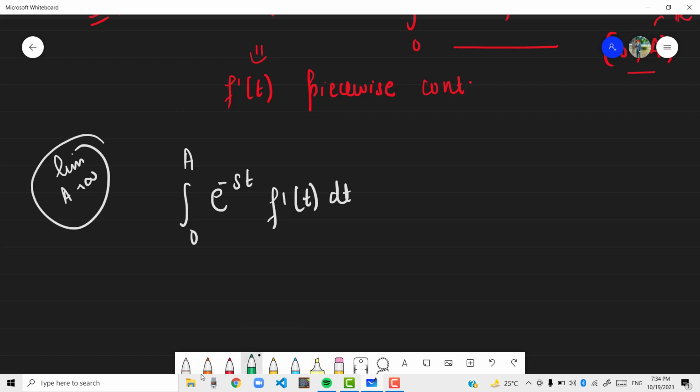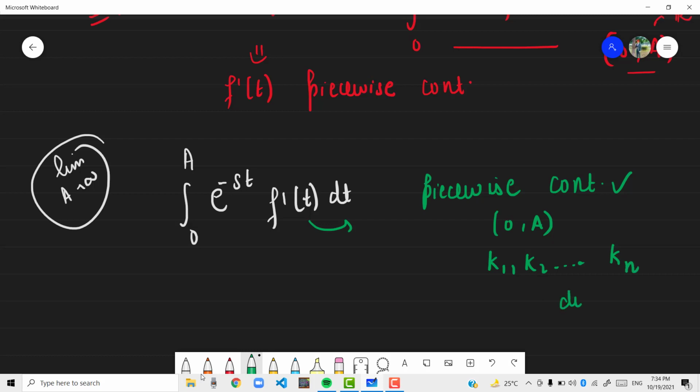तो अब हम e raised to power minus st f dash t dt कंसीडर करें तो हम मान के चल रहे हैं कि f dash t एक पीसवाइज कंटिन्यूअस फंक्शन है. तो ये पीसवाइज कंटिन्यूअस है तो इसकी कुछ ना कुछ फाइनाइट नंबर ऑफ डिसकंटिन्यूटीज होंगी इस 0 से a इंटरवल में. सो हम मान लेते हैं कि k1, k2 and so on till kn इसकी discontinuities in the interval 0 to a.